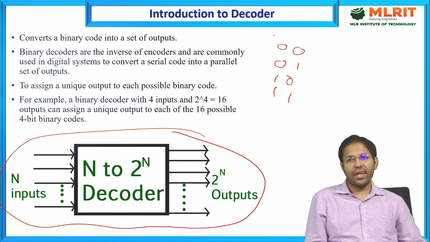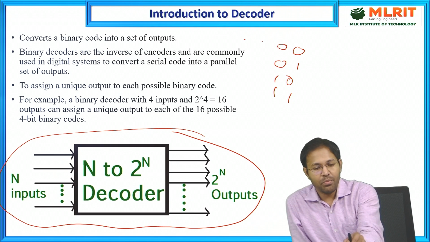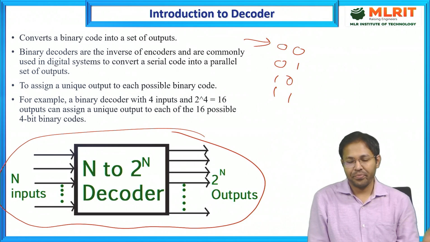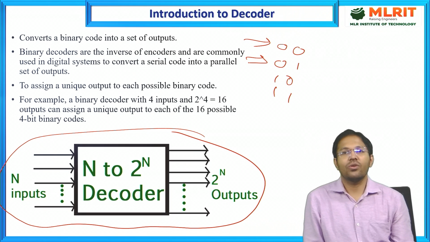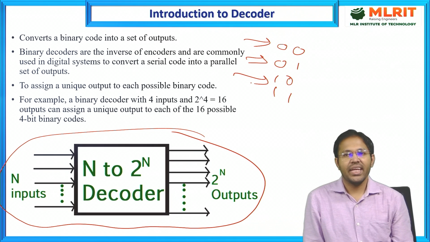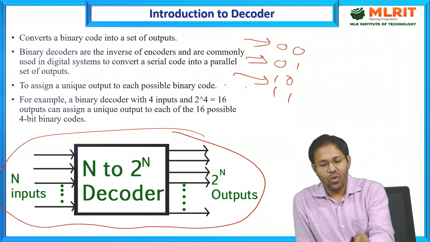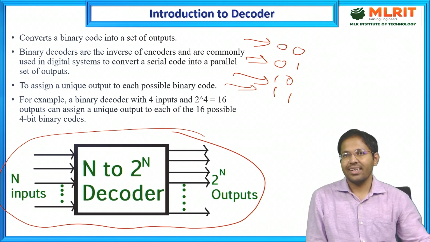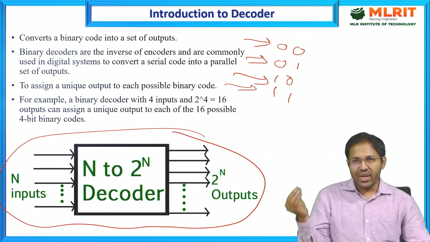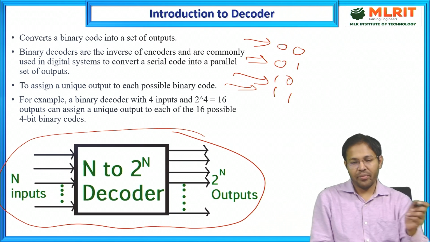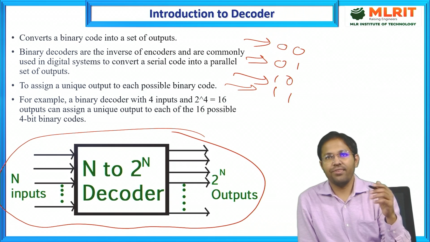4 appliances. Maybe you will give input 00 to control, suppose, a fan, 01 to control, say, a tube light, 10 to control, say, a TV, and 11 maybe to control your AC. Some different electronic equipment you want to control by giving these signals. How can you do that? For that you need to make use of a decoder.